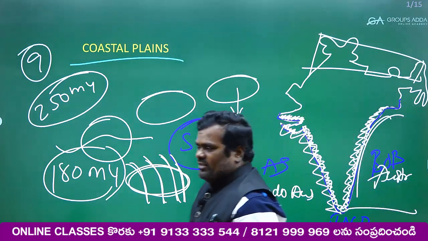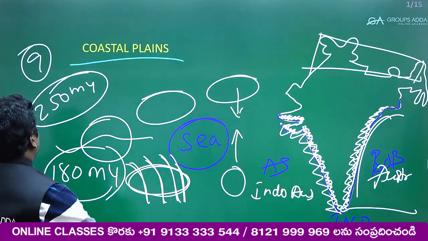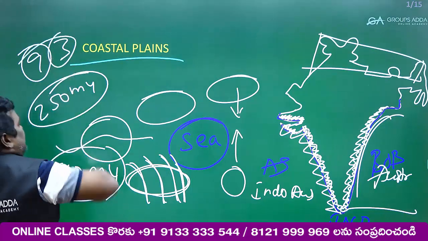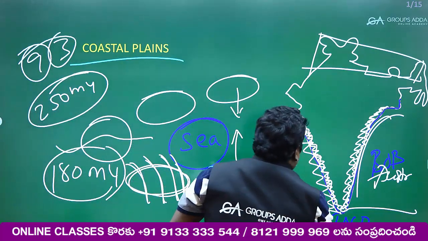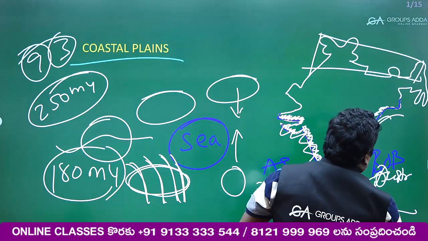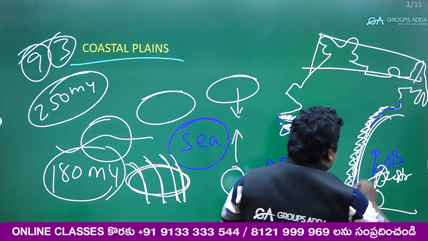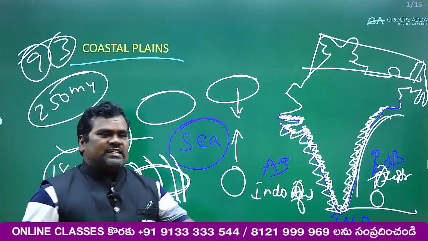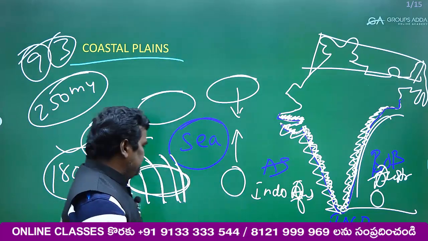Isn't it? Along with that, 3 union territories. Here, Lakshadweep, Andaman Nicobar Islands and Puducherry here. Isn't it? These are the 3 union territories.